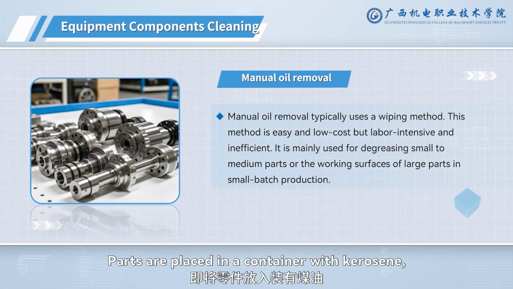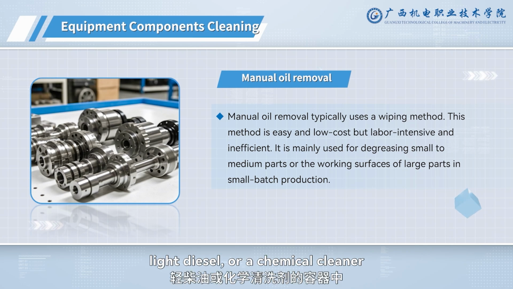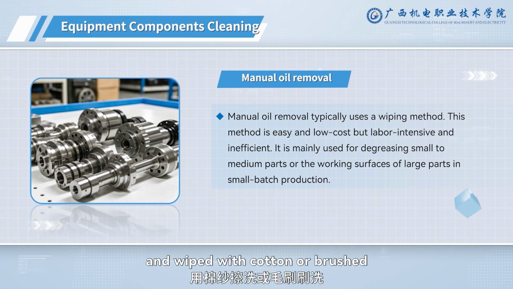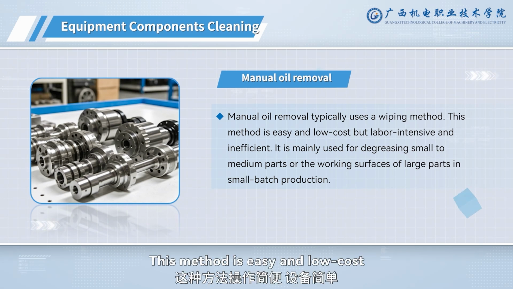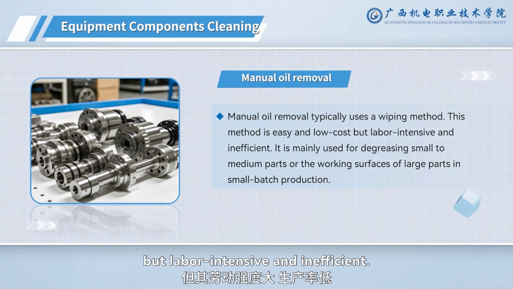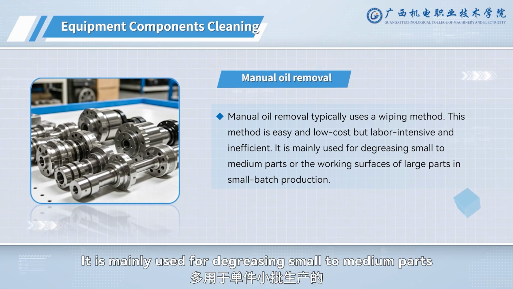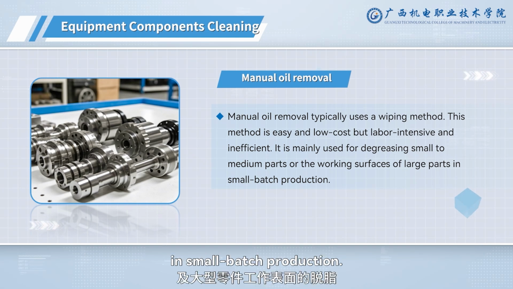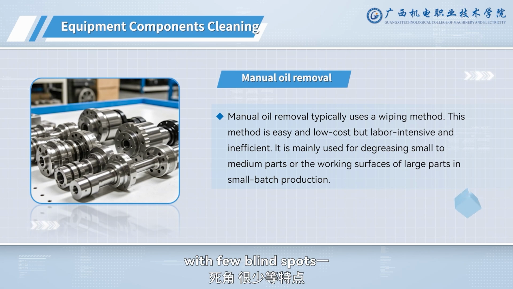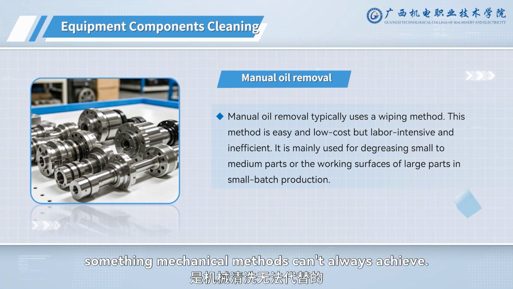Manual oil removal typically uses a wiping method. Parts are placed in a container with kerosene, light diesel, or a chemical cleaner and wiped with cotton or brush to remove the oil stains on the surface of the parts. This method is easy and low cost, but labor-intensive and inefficient. It is mainly used for degreasing small to medium parts or the working surfaces of large parts in small batch production. It cleans thoroughly with few blind spots, something mechanical methods can't always achieve.